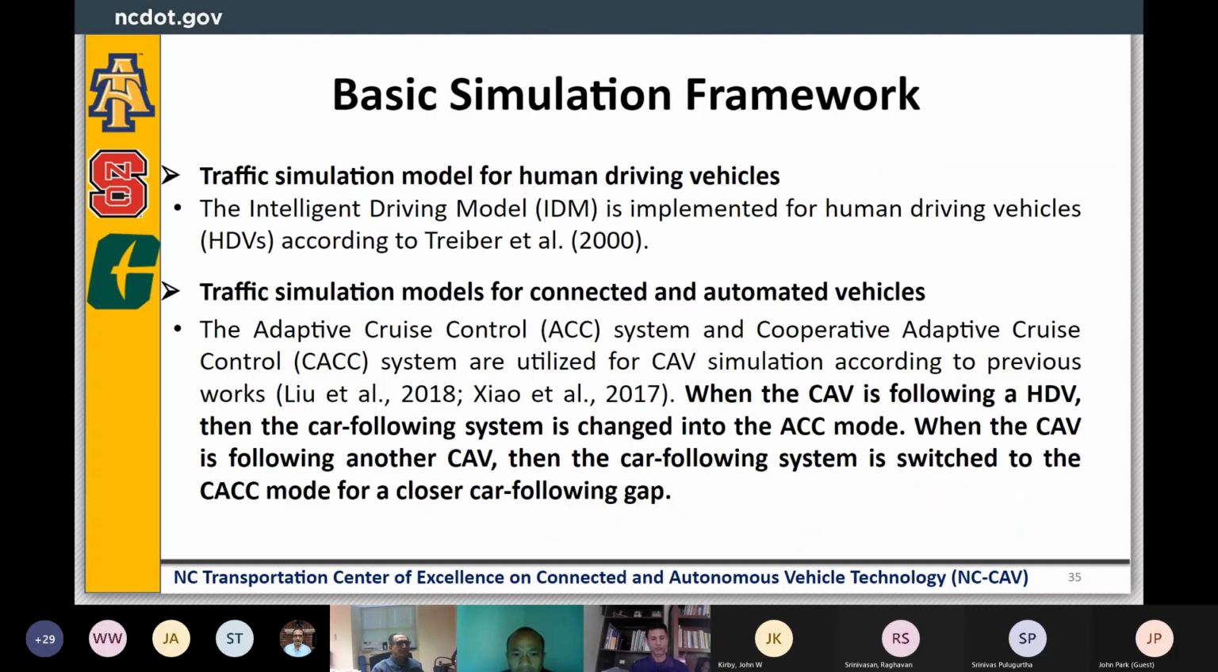Next one, please. So these slides basically show the car following model that we adopted in our research. As you can see here, we use the intelligent driver model to simulate the behavior of human-driven vehicles. And then we use ACC vehicles and also the CACC car following models to simulate. So when an AV follows a human-driven vehicle, we use ACC's traffic flow model. And then when one CAV follows another CAV, we use the CACC car following model. Next slide, please.